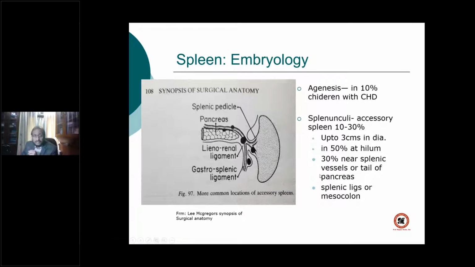50% of them are usually housed at the hilum. So this is the most common site where you find the accessory spleens. The next are the splenic vessels and the tail of the pancreas. So this is the second site where you'll commonly find them. Apart from these two sites, which account for almost 80% of accessory spleens, the rest of them would be found in the various splenic ligaments or the mesocolon.